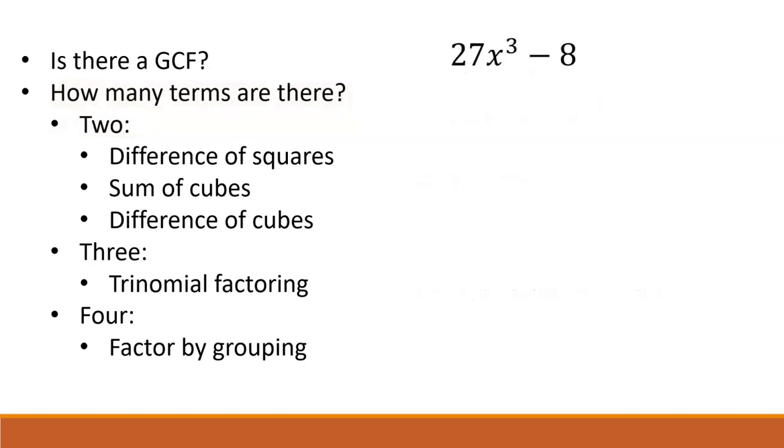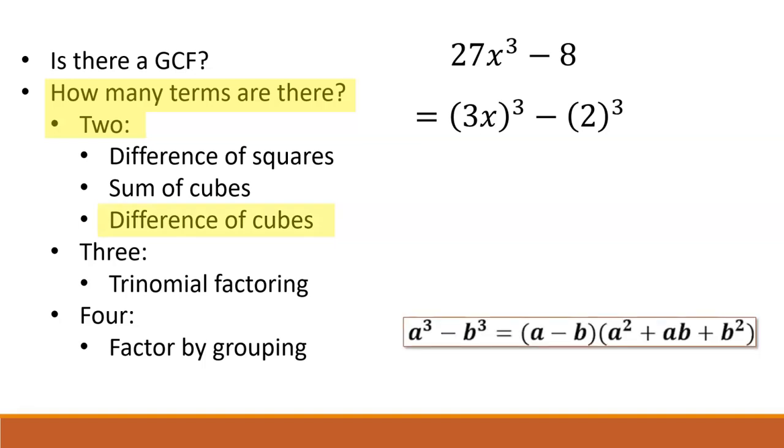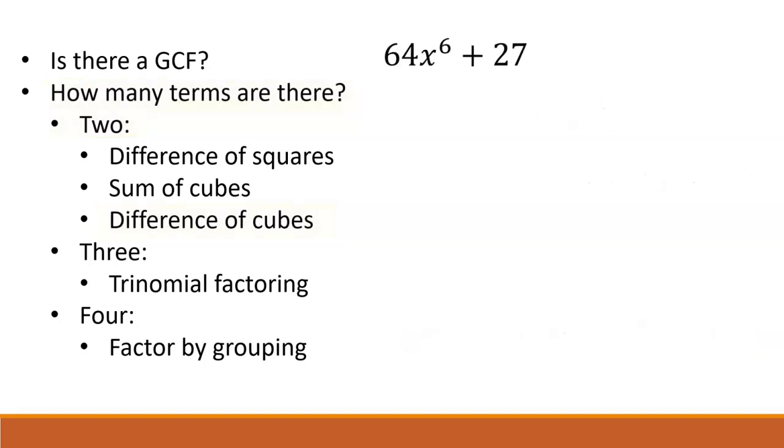Now let's look at 27x cubed minus 8. There's no greatest common factor, and we do see that we have two terms. 27x cubed is a 3x that's been cubed, and 8 is a 2 that's been cubed. Since there's a subtraction between the two terms, that means we have the difference of cubes. We'll use our factoring formula for difference of cubes to factor this as 3x minus 2 times 9x squared plus 6x plus 4.